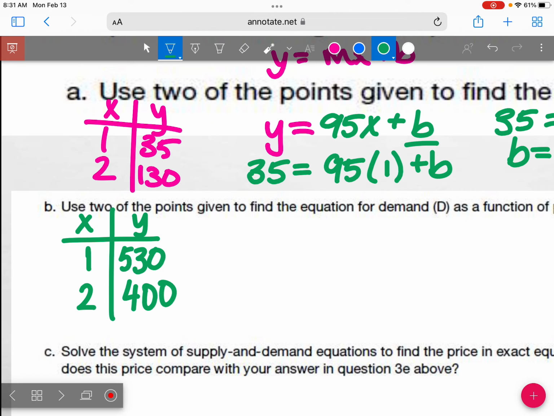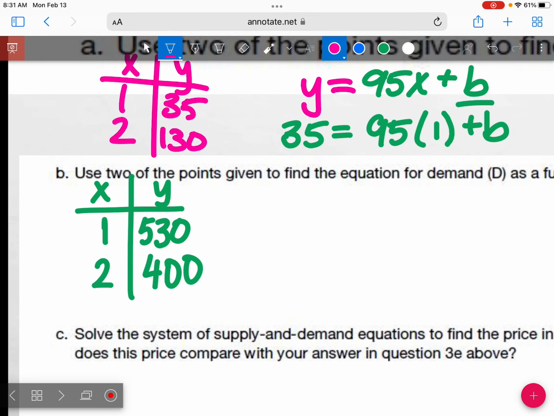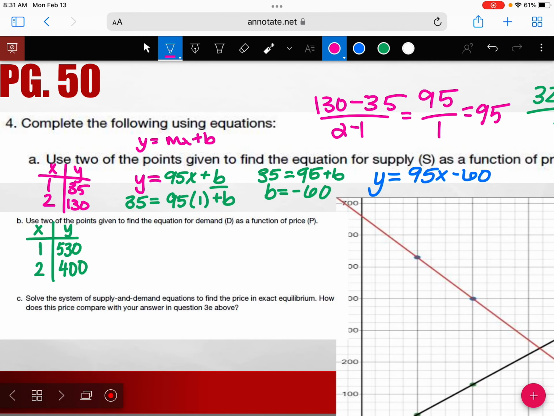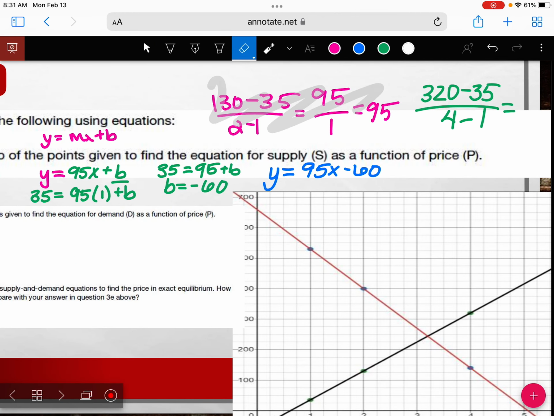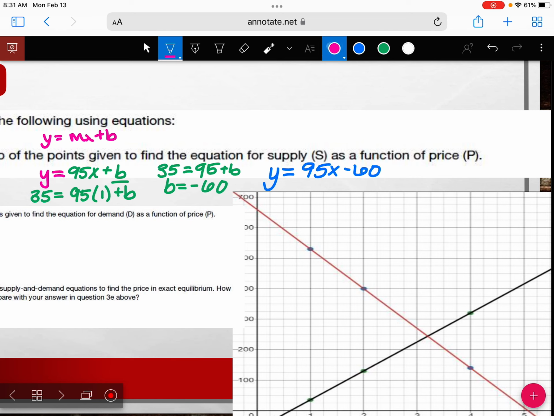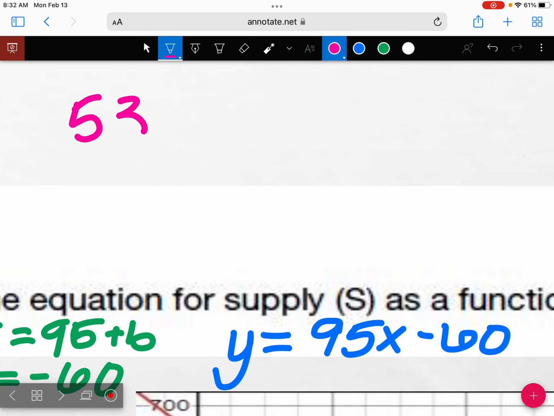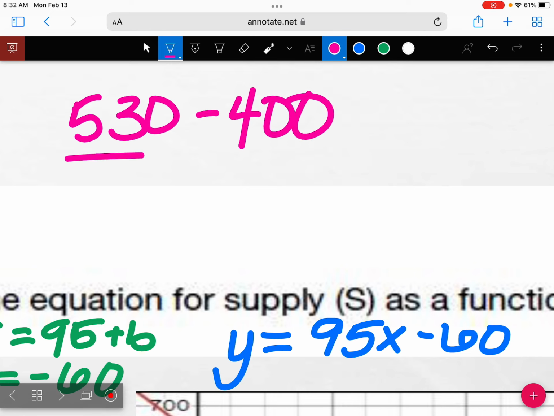So to find our slope, what do we do? Subtract what? 530 and 400. I'm going to erase this stuff up here. 530 and 400. And then what do you have that over? Not just 1. If you subtract 530 minus 400, you need to subtract 2 minus 1? What x goes with 530? 1. 1 minus 2. Okay? We can't flip-flop them because that'll change our answer.